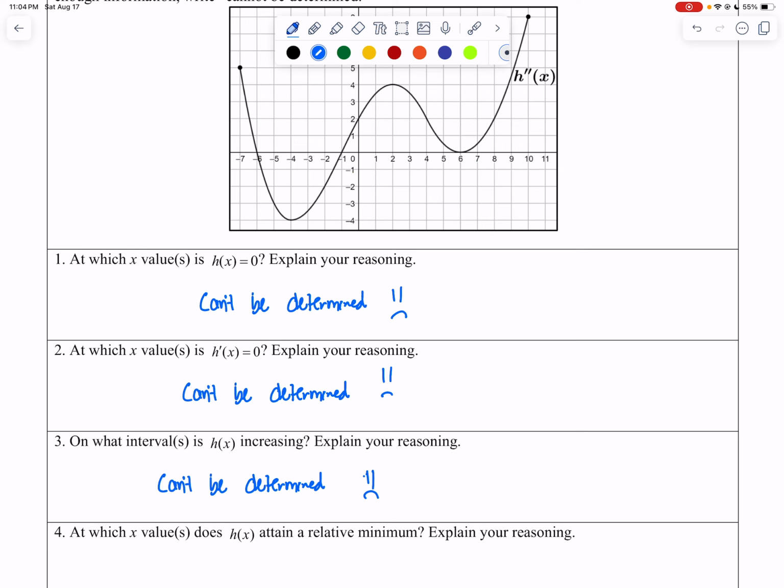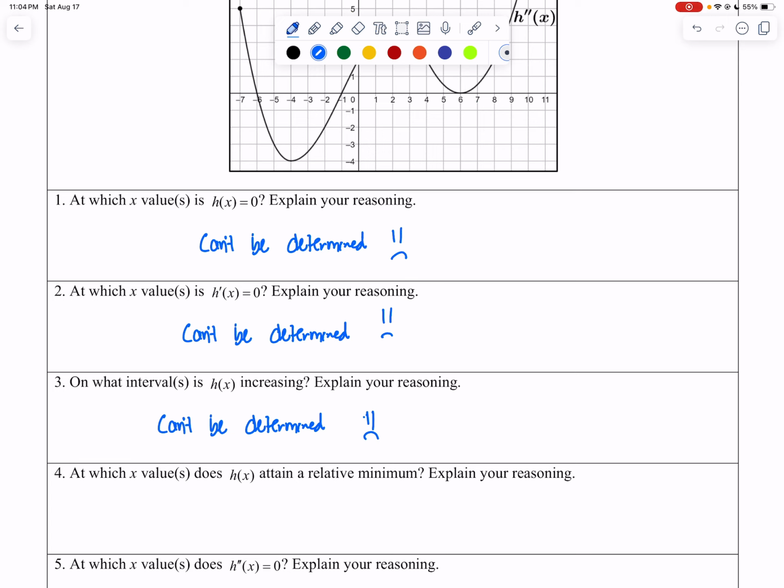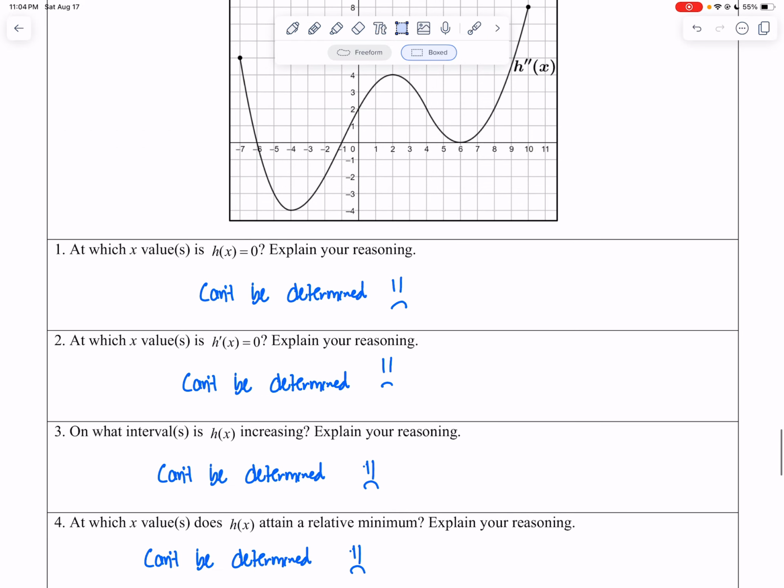Oh, guess what? This is the second derivative. I don't know where h of x has a relative minimum because we're not given h prime of x. We're given the second derivative. So again, number 4 can't be determined. But number 5, guess what? At which x value does h double prime of x equal 0? That's my zeros at -6, -1, and 6.